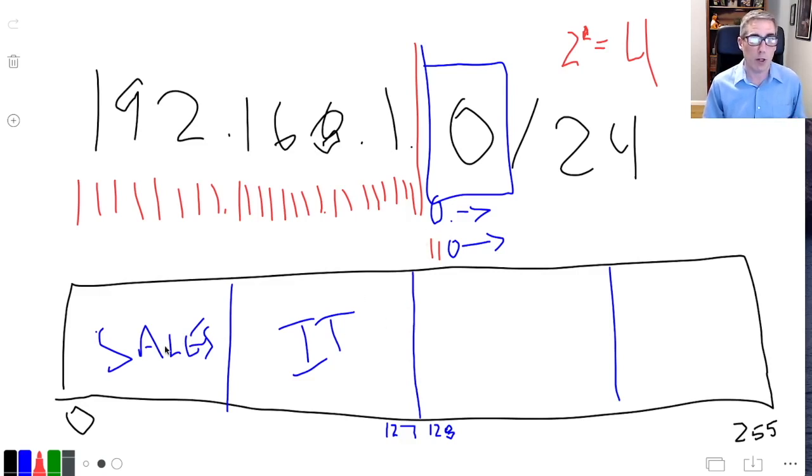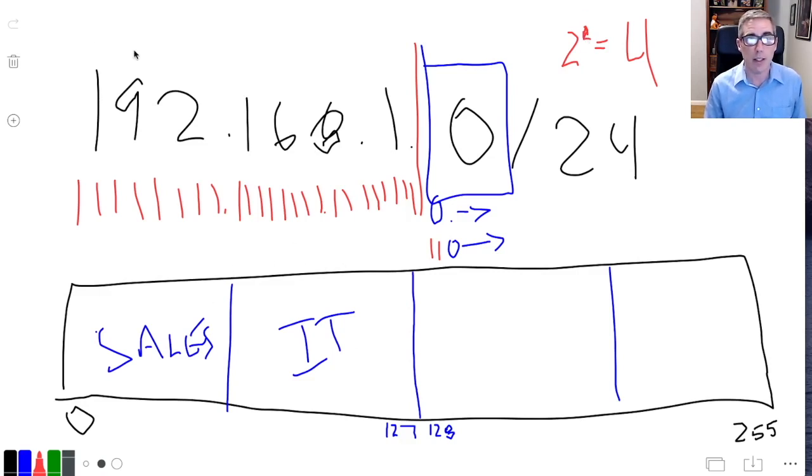If for some reason we wanted to break it down again, we have 3 bits. 2 to the third power is 8. Use your fingers if you're stuck on this. 2 times 2 is 4, times 2 is 8. That's 2 to the third power. So that's all we're doing here, we're just calculating out how many networks.